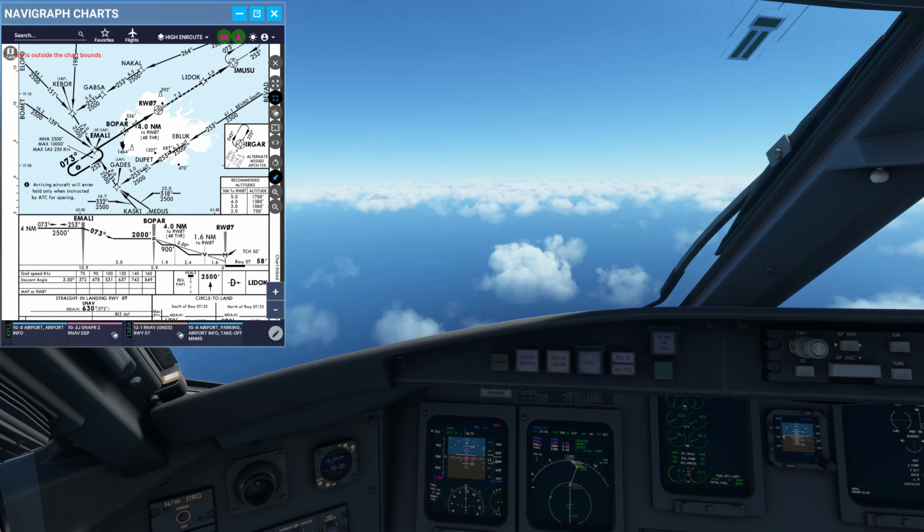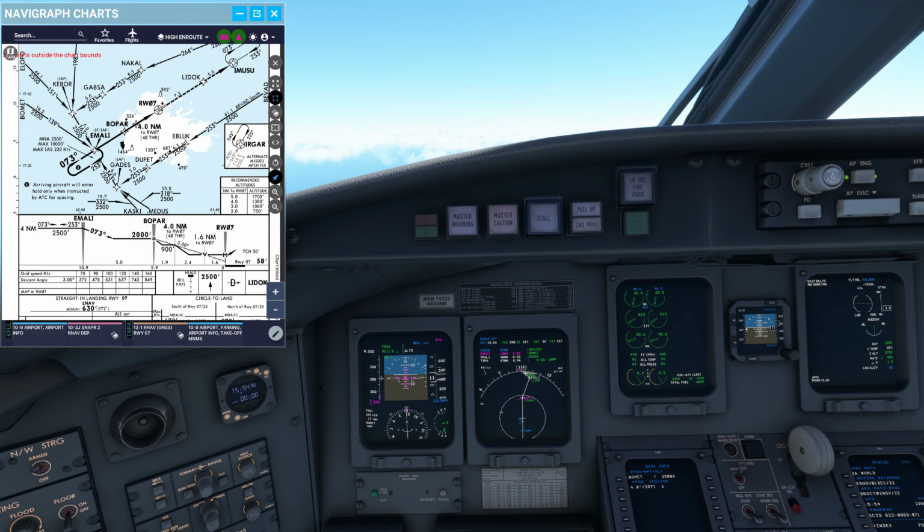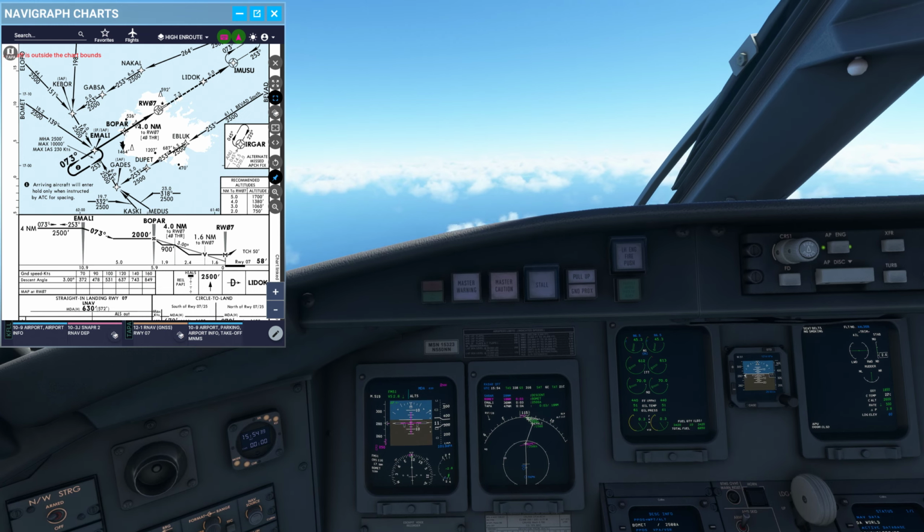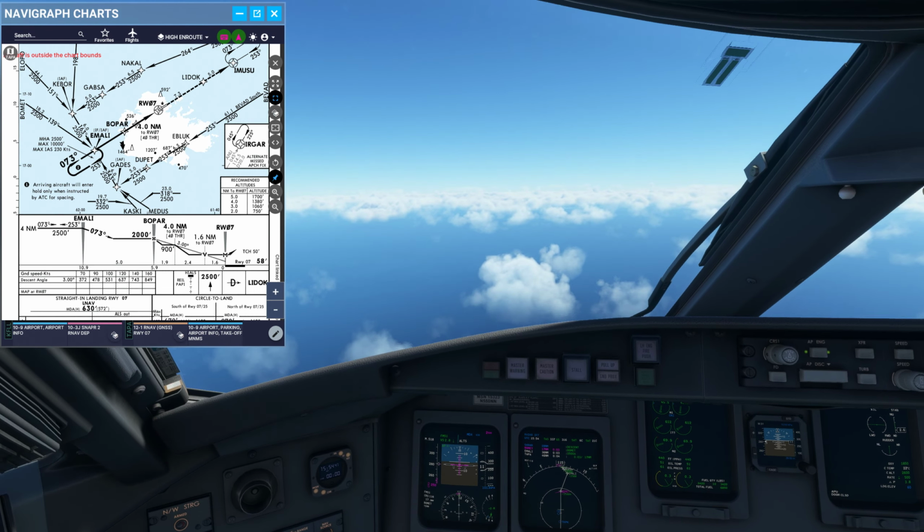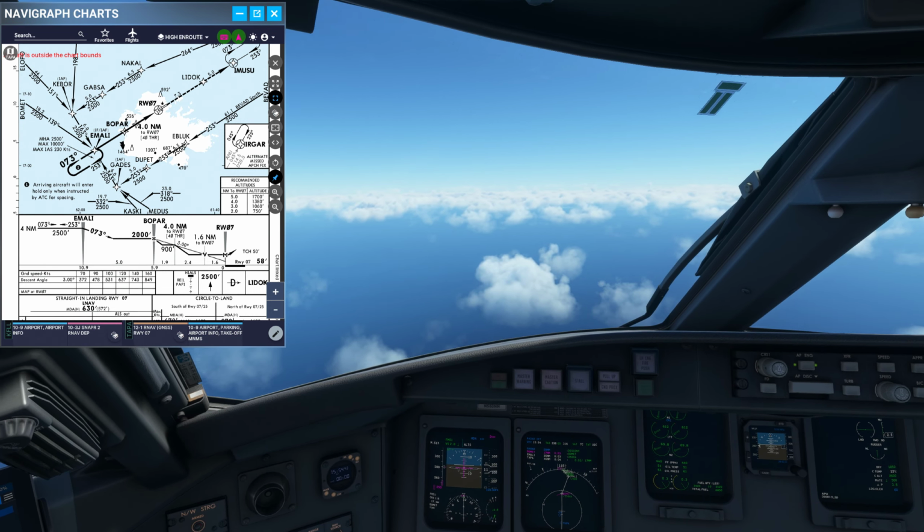PC bird traffic. American 268 is 50 miles to the northwest, inbound runway 7, BC Bird.